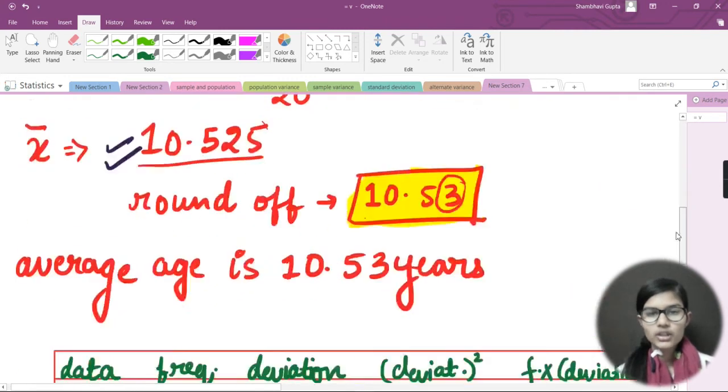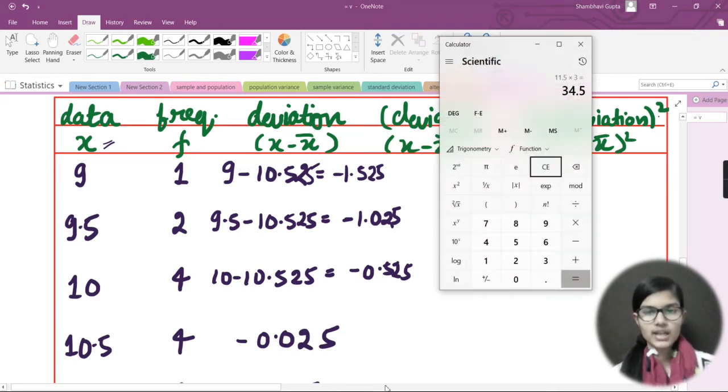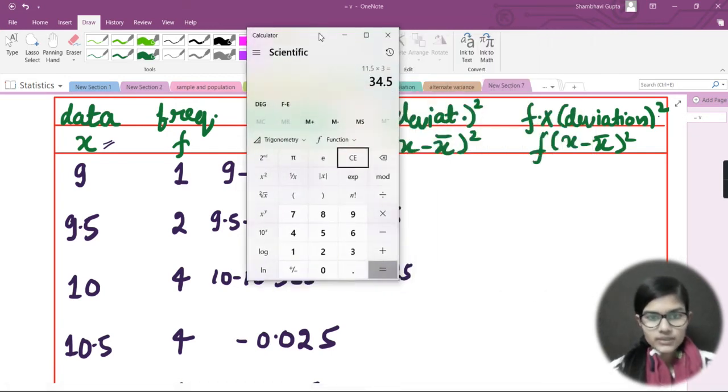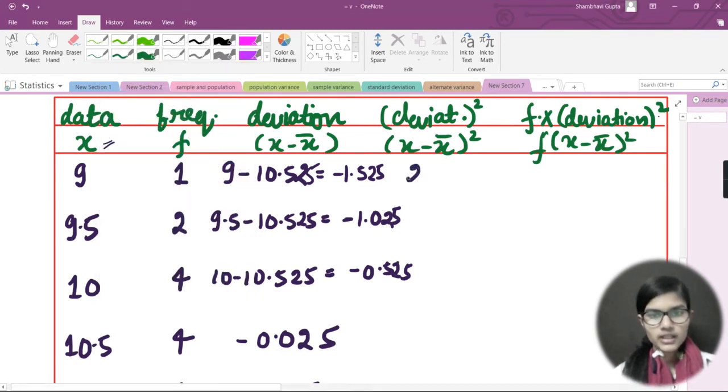So what I just got are my deviations. Now the next thing we need to do is take the square of those deviations, right? I would take these squares using my calculator. Let's go into that. So I need to write 1.525 multiplied by 1.525, to take out the square, right? That is 2.32. I would just write two decimal values, not the whole thing.